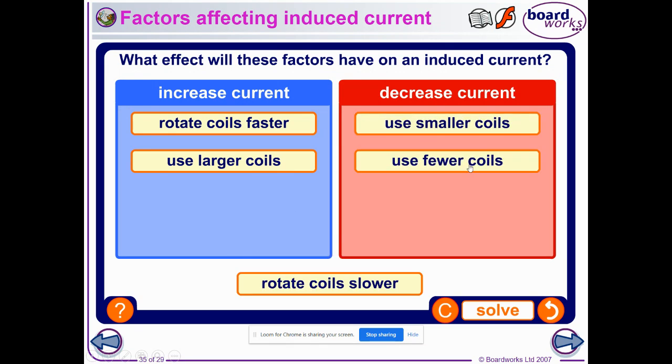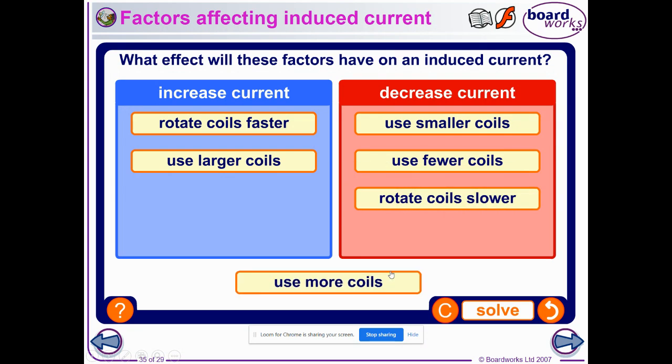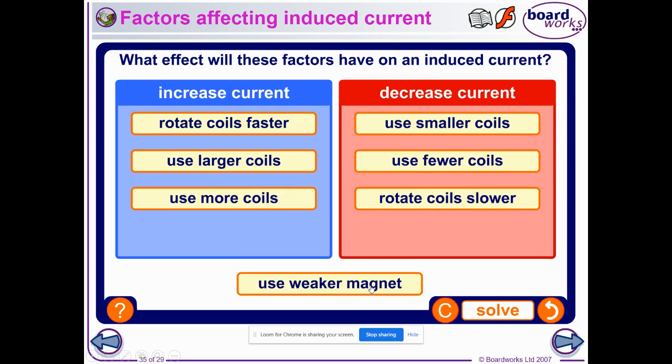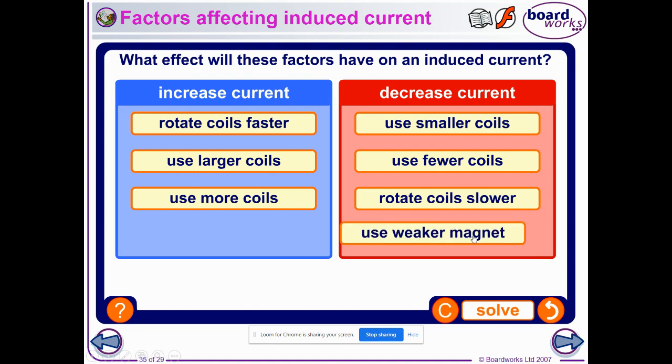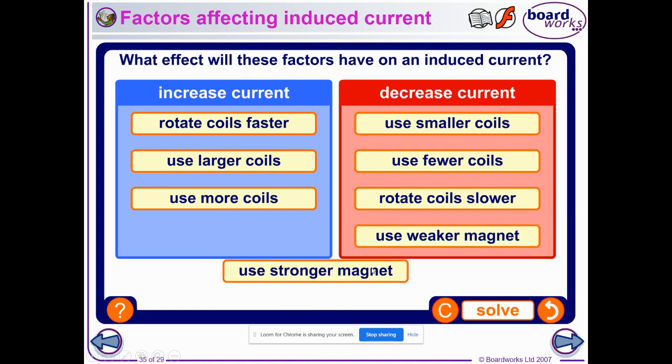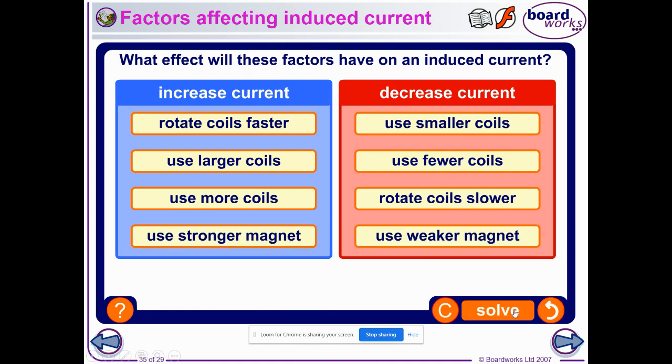Using fewer coils will decrease the current. Rotating the coil slowly will decrease the current. Using more coils will increase the current. Using weaker magnets will decrease the current. And using stronger magnets will increase the current.